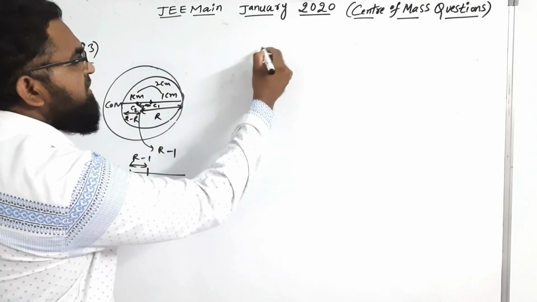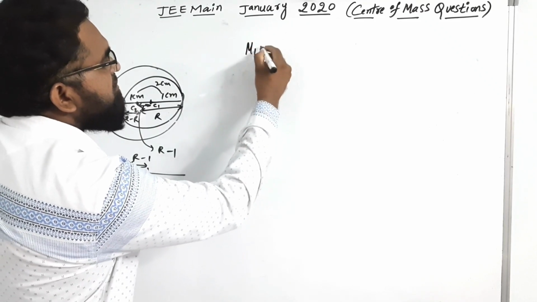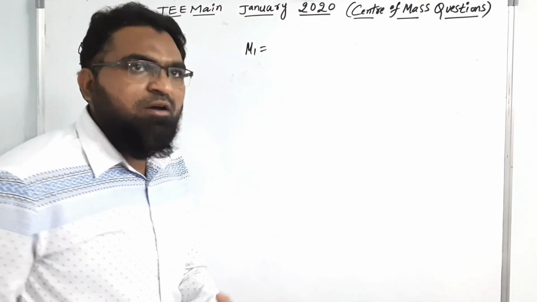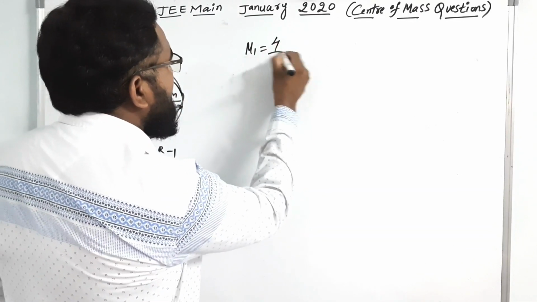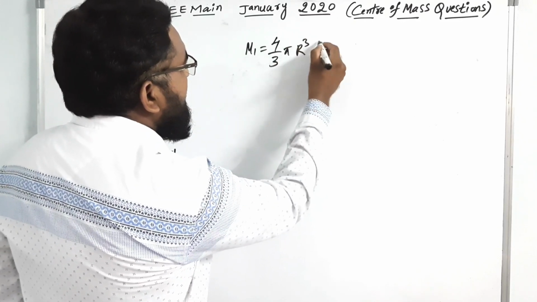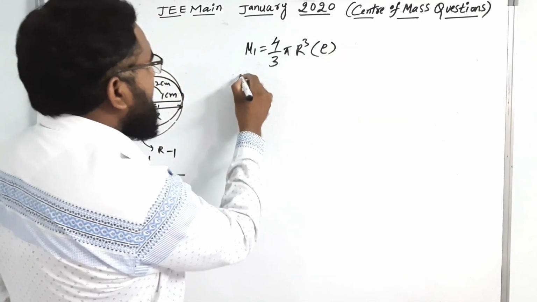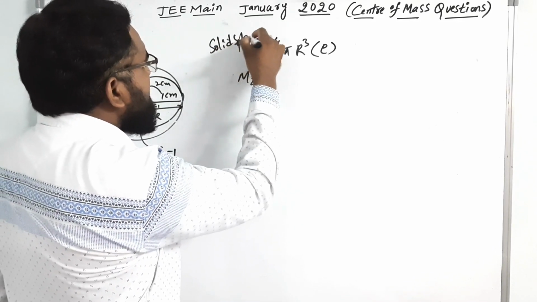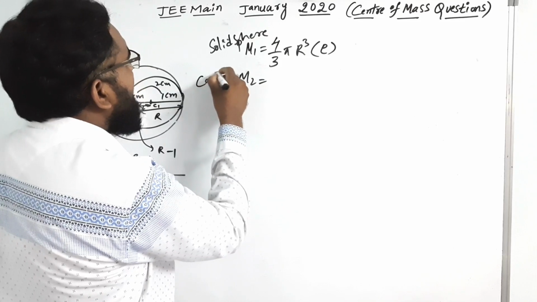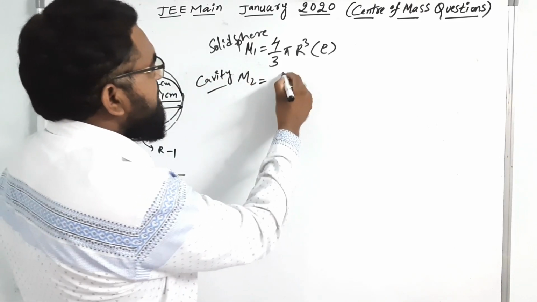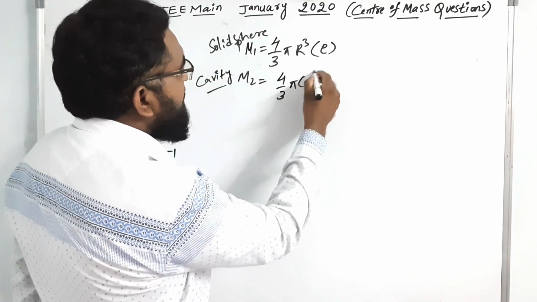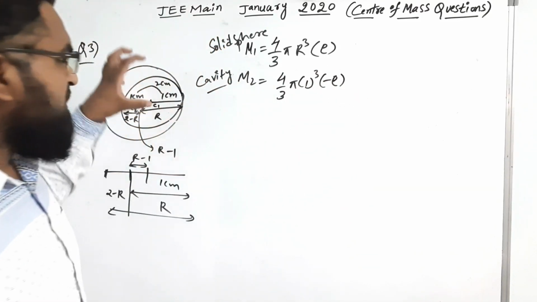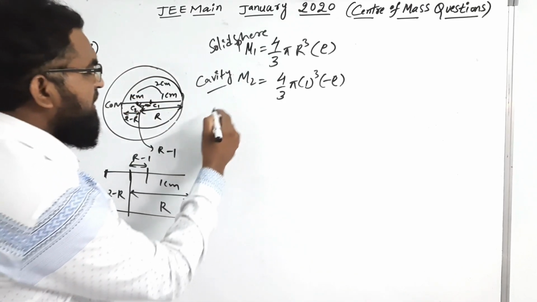Next, here the solid sphere mass is equal to what? The formula is volume into density. The solid sphere volume is 4 by 3 pi r cube, so 4 by 3 pi r cube into rho, the density. Okay, m2 is the mass of the cavity, so 4 by 3 pi into 1 cube into minus rho. Why are we writing minus rho? Because we are removing this cavity from the solid sphere. I hope you understood this one.